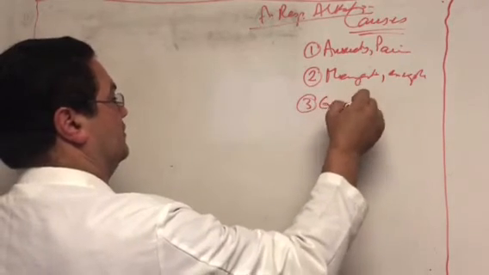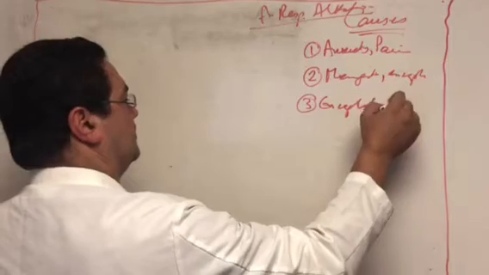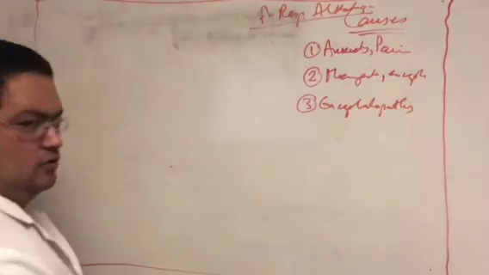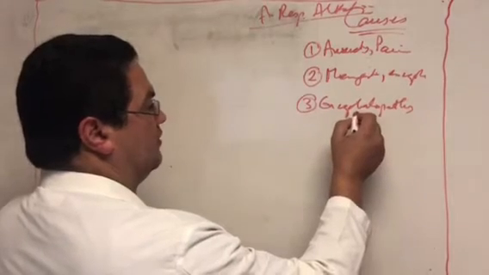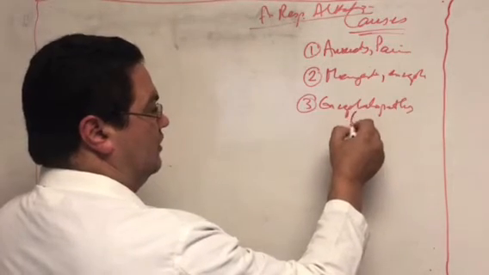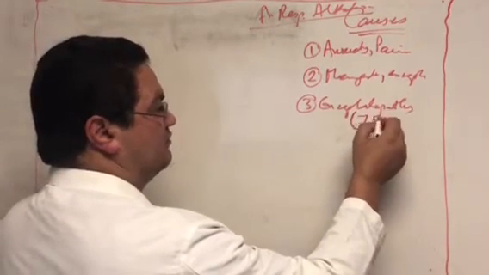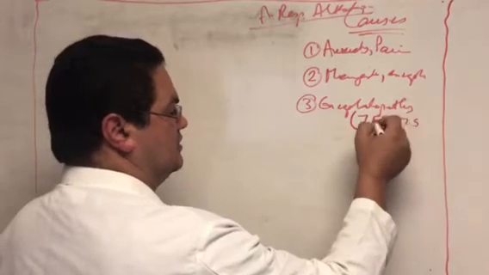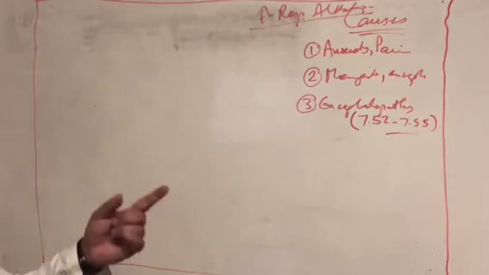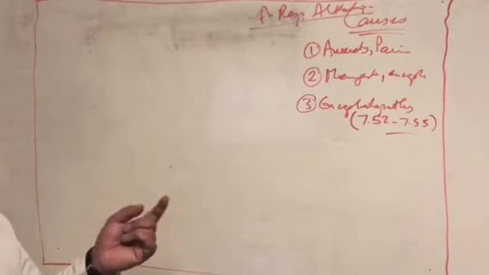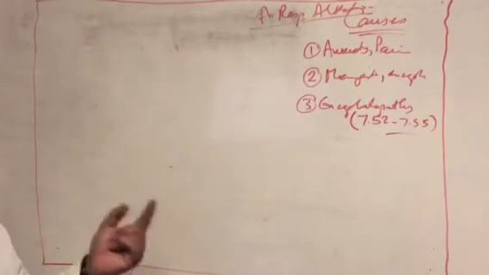Encephalopathy, including hepatic encephalopathy or uremic encephalopathy, or any type of encephalopathy, makes you breathe faster. Hepatic encephalopathy is a classic. It will actually give you a pH in the 7.52 to 7.55 range all the time. Don't try to correct it. It's not going to correct. It will only correct when you correct the cause.